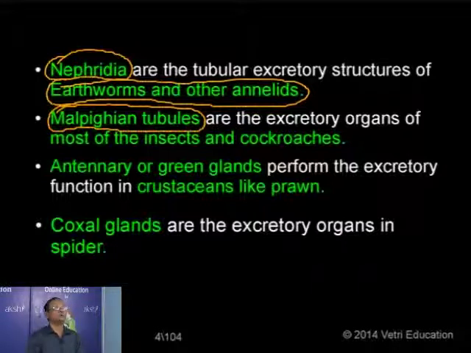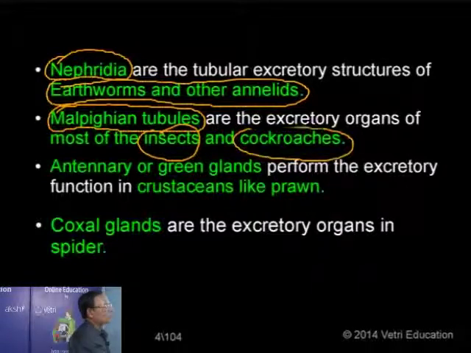There are no specific openings for the elimination of waste in the case of cockroaches and also in the case of insects. So the Malpighian tubules are the organs of excretion in all insects, including the cockroaches, and also in the case of centipedes and millipedes. They too have the Malpighian tubules. Insects, cockroaches, centipedes, millipedes, they all have the Malpighian tubules.